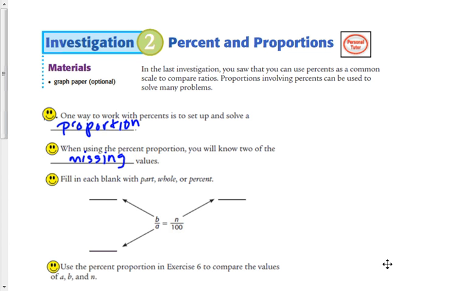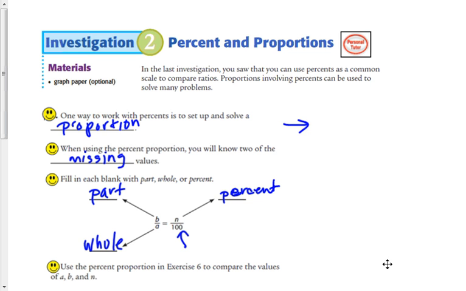And these four parts of the proportion have names, at least three of them do. You're always going to have a 100 because it's a percent, so it's always one out of 100. The percent goes over the 100. And then B is your part, and I'll talk more about that in a little bit. A is your whole.